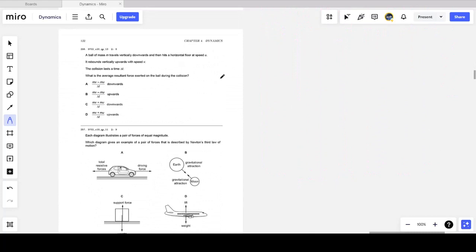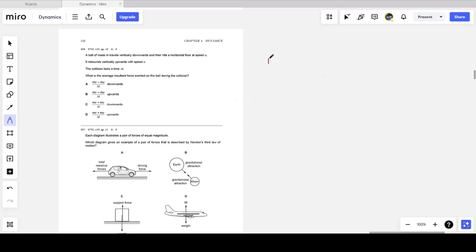The next question is 256. It's from summer 2020, question paper 1, variant 3, and it's question 8 from that paper. We are told that a ball of mass m travels vertically downwards and then hits a horizontal floor at speed u. It rebounds vertically upwards at speed v, and the collision lasts a time delta t. What is the average resultant force exerted on the ball during the collision?